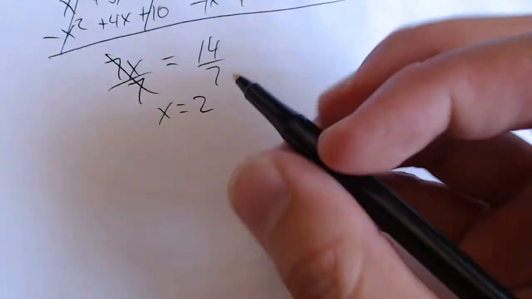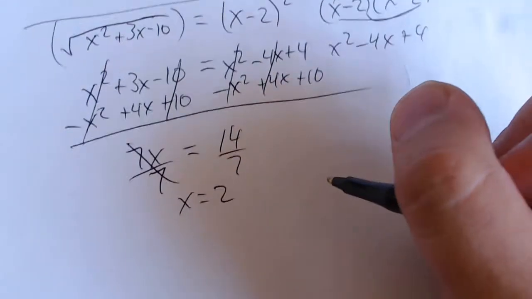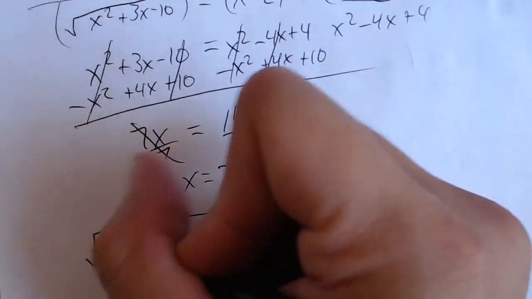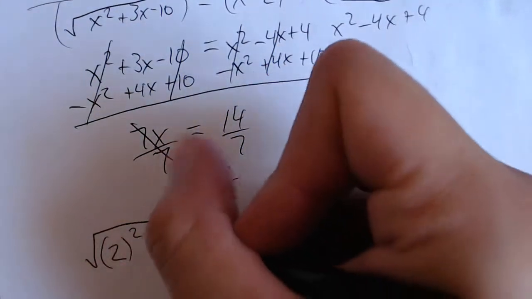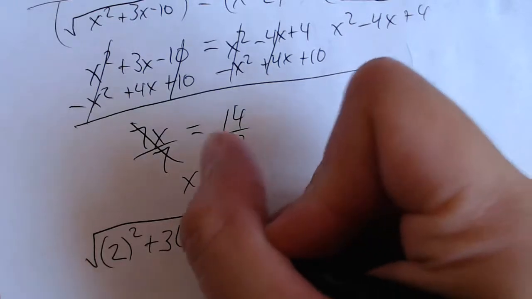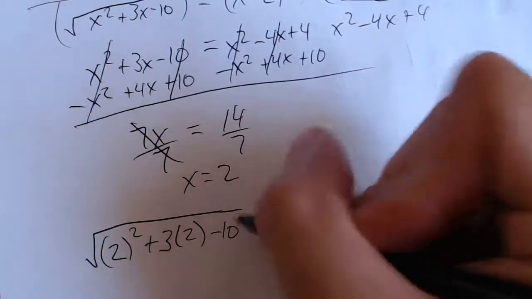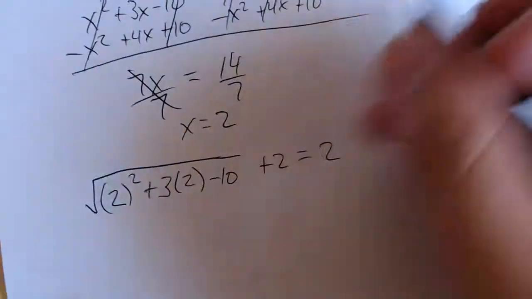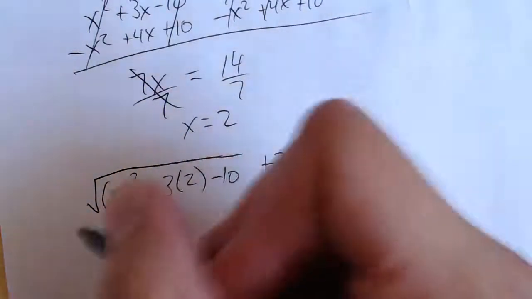So again, we still have to check our answer. So let's plug that 2 into our original equation. That's going to be the square root of 2 squared plus 3 times 2 minus 10, plus 2 equals 2. So let's go ahead and solve this and see if it works.